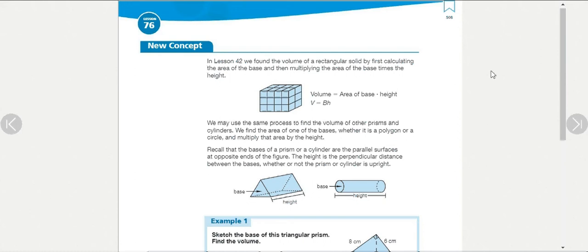Hey, course 3, lesson 76. We are finding volume again. This time for shapes like triangular prisms and cylinders.